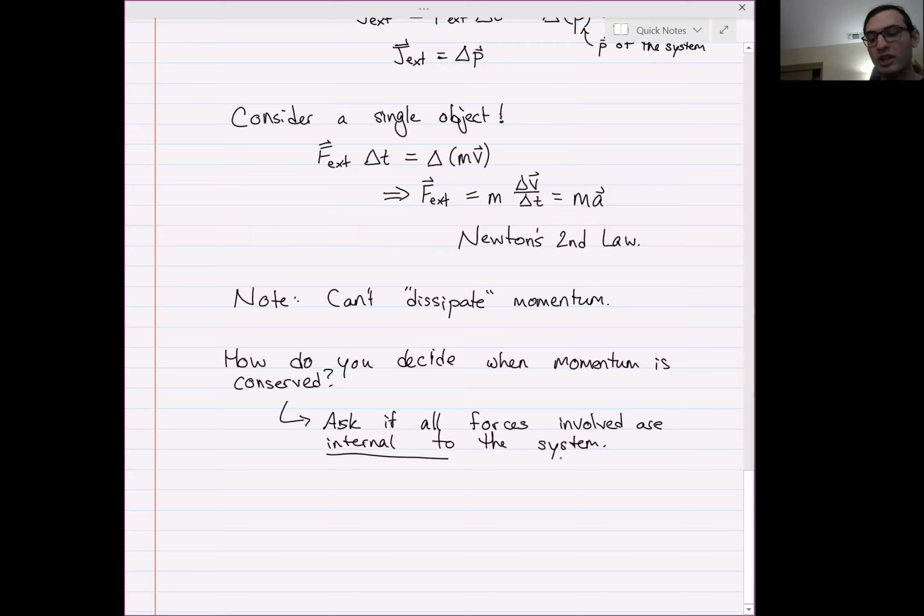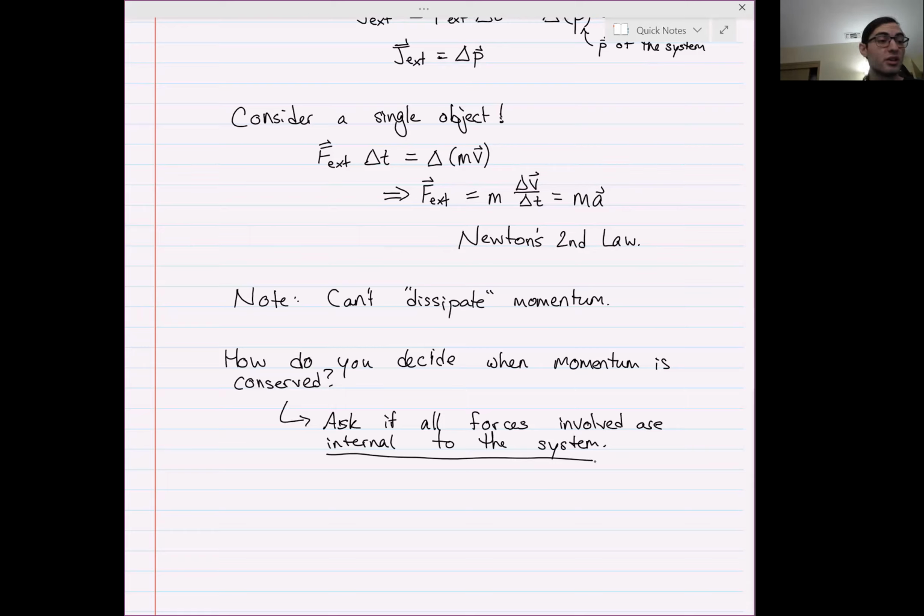If they are all internal to the system, that means that there are no external forces and hence there can be no external impulses. So oftentimes when we do momentum conservation problems, you'll have two objects colliding, for example. That's a standard momentum conservation problem. Two objects colliding, and maybe you ignore gravity, because typically, unless otherwise stated, you can just ignore gravity.